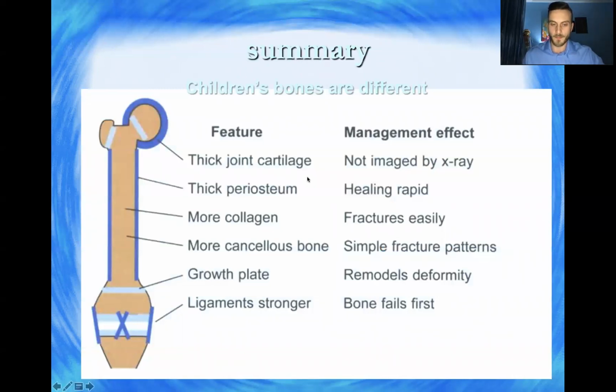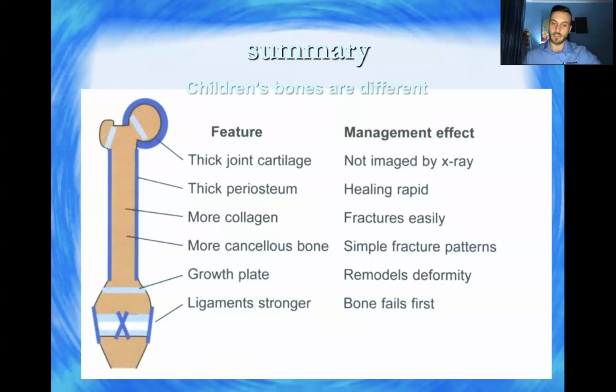So in summary, we have thick cartilage, a thicker periosteum, more collagen inside the bone, more cancellous bone, growth plates, and much stronger ligaments. So what's the management effect? Thicker joints, you can see it on X-ray. Thick periosteum, they will heal rapidly. More collagen, they will fracture.